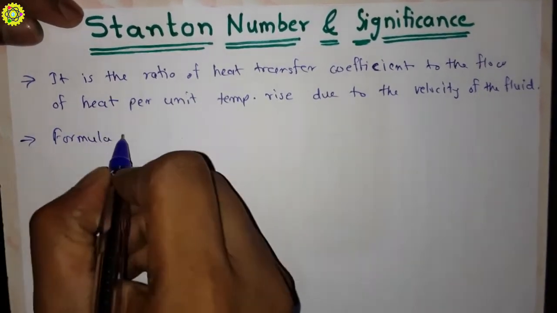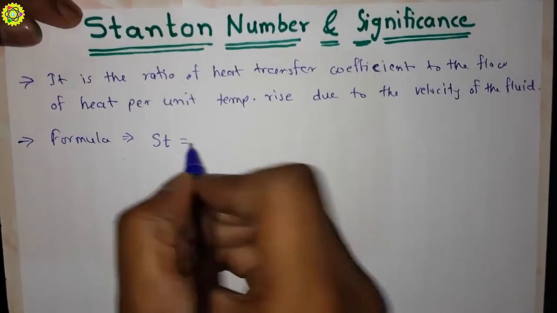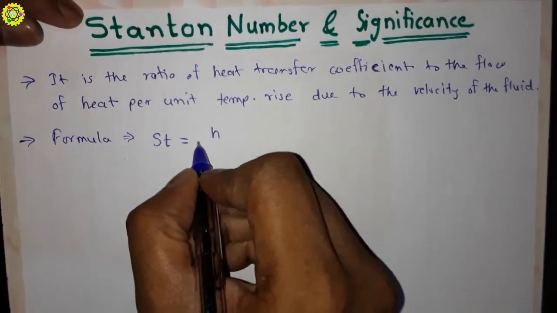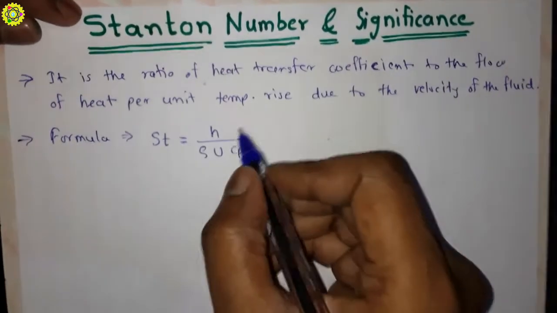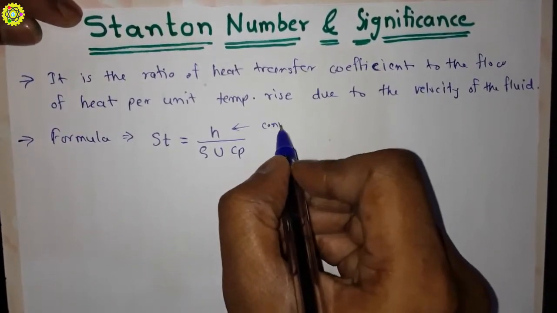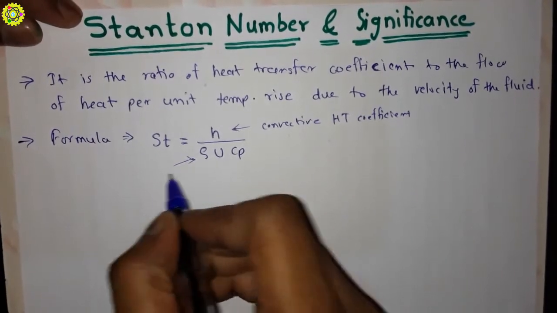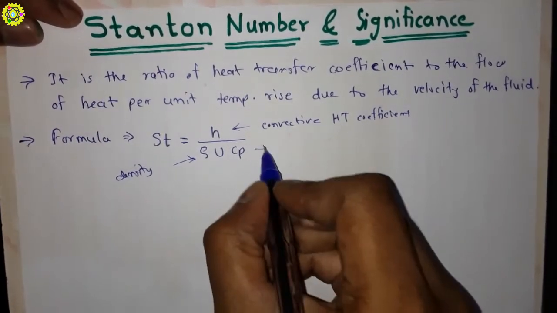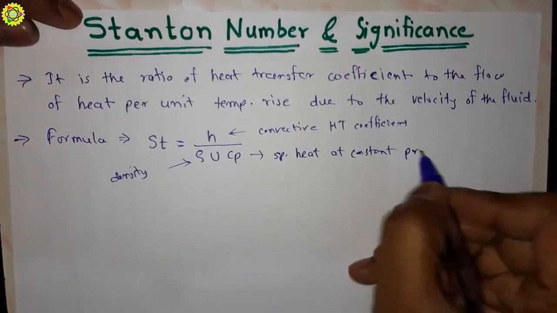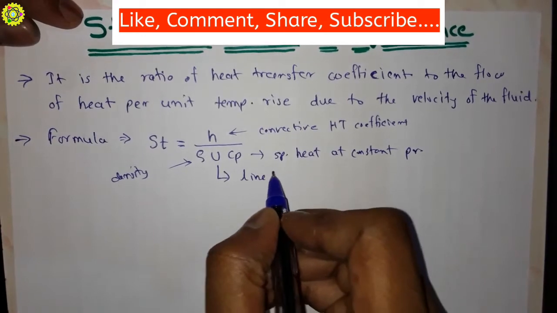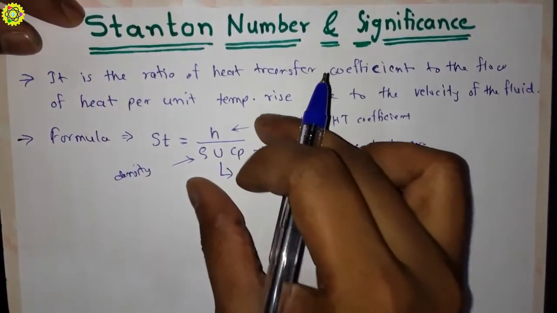And here is the formula of Stanton number, which is denoted by ST. The Stanton number formula is h upon rho u Cp. Here h is the convective heat transfer coefficient, rho is the density, Cp is the specific heat at constant pressure, and u is the linear velocity.